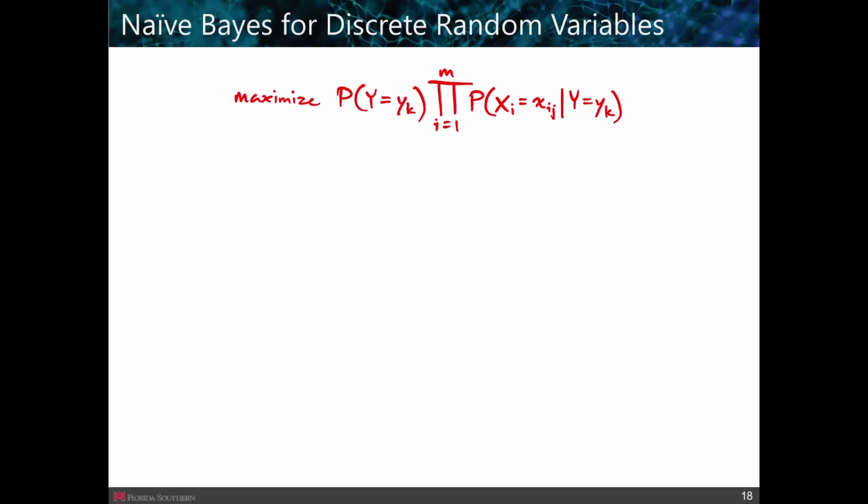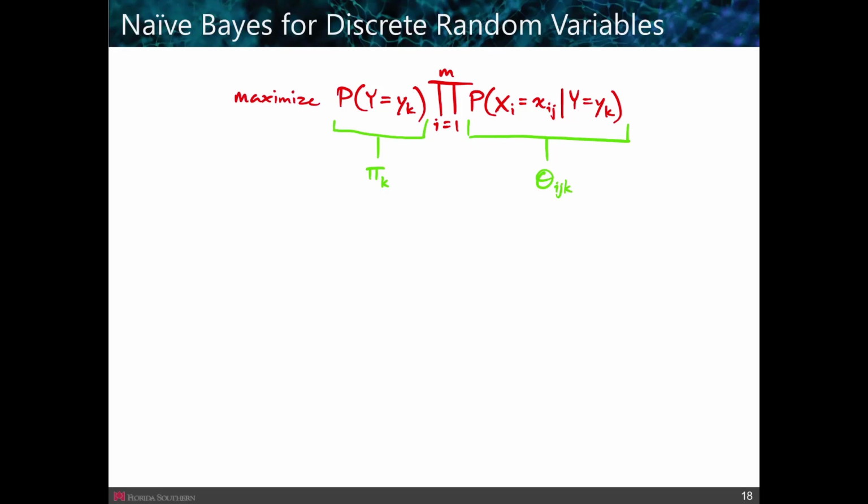I'm writing this in a slightly different form, but I hope you can see the similarities with what we already knew. I'm going to now define these parameters using some different notation. So the prior parameters here, I'm going to define as pi_k. Each of the class conditionals, I'm going to define as theta_ijk. Notice the prior only has one subscript k, and that's because it's only dependent on the class label. The theta has an ijk.